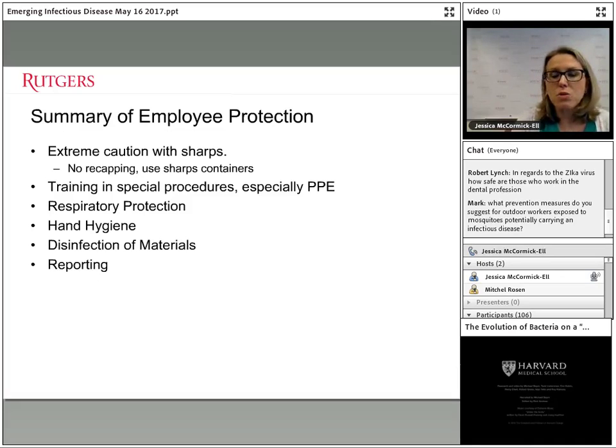Many times with a lot of these infectious agents, especially the hemorrhagic diseases, the local and state health department will come visit the site and provide support to the local areas to ensure patient safety and also employee safety and proper, you know, adherence to compliance and regulations.